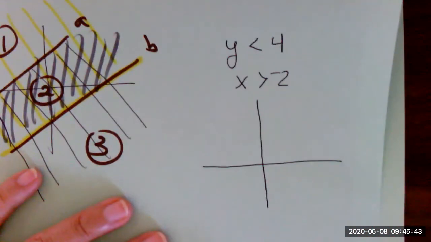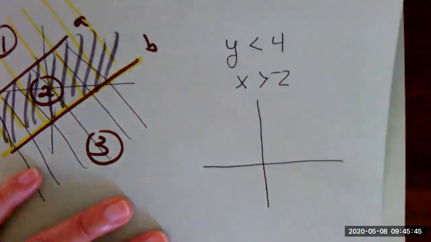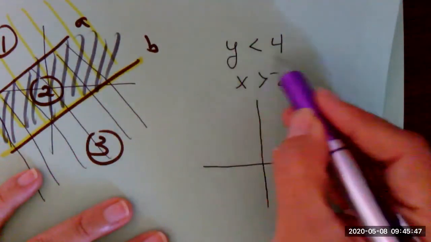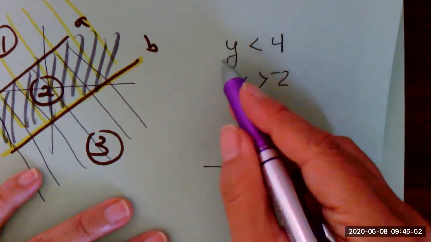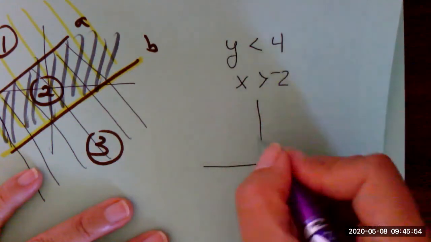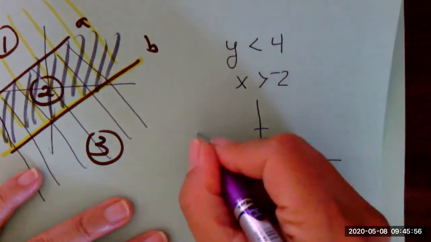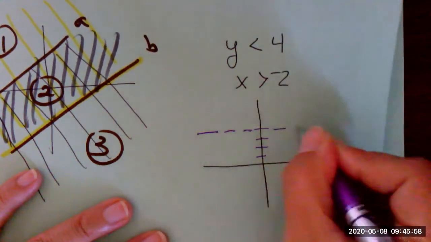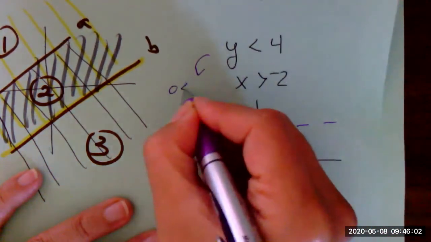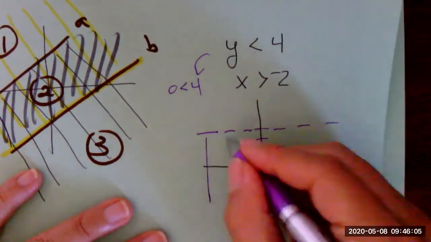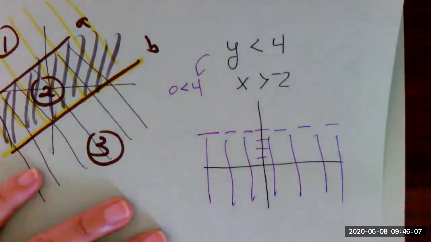So the first one, where do you think that's going to get graphed? Well, we've done one like that where y is just 4, right? Remember, I said in a table, it doesn't matter what my x values are, y is always 4. So where is y always 4? Right here, and that's a dotted line. So now I'm still going to test a point. Is 0 less than 4? That's true, so I'm going to shade down.